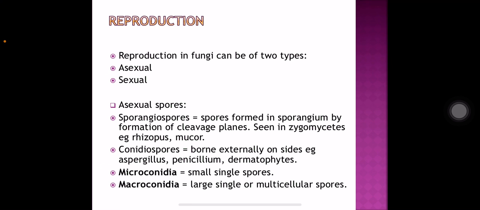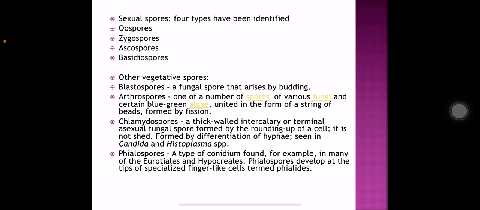And conidia can be of two types. Small ones are known as microconidia, and the large ones are known as macroconidia. Macroconidia can be multiple celled or single celled, while the microconidia are single celled spores. Sexual spores can be of four types: oospores, zygospores, ascospores and basidiospores.